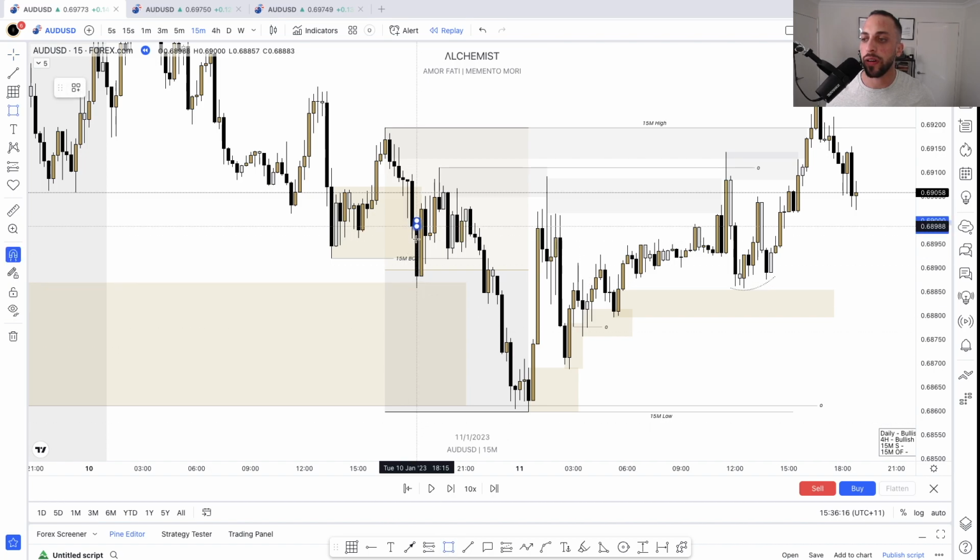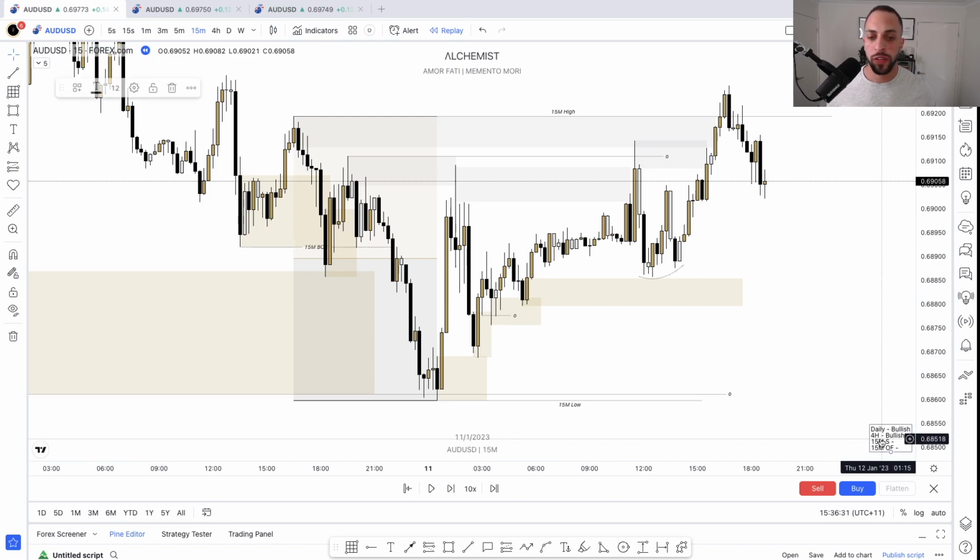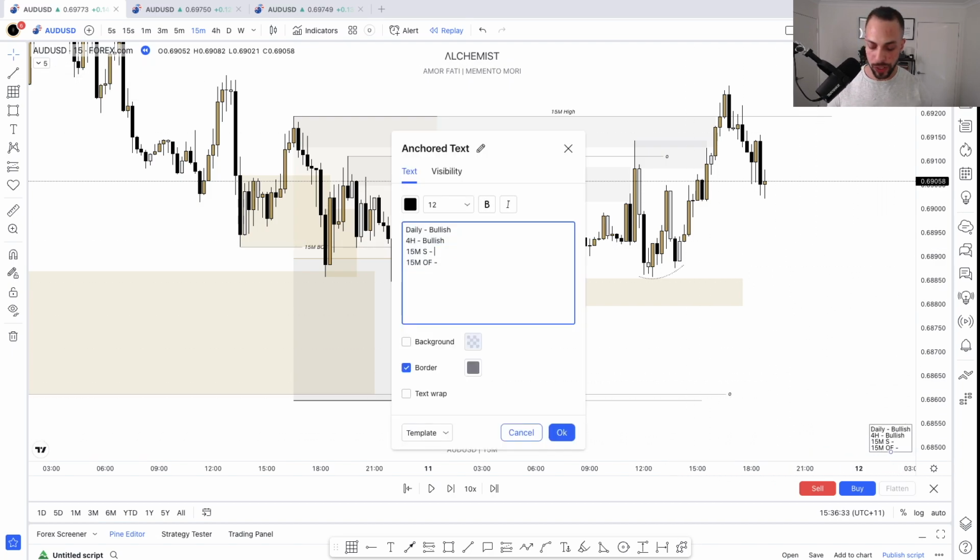So members of the community will be familiar with what an IZ is, what an interaction zone is. And then this is the extreme of that interaction zone, making it a supply zone with interaction. So this is all that we need to see here now on the 15-minute in terms of our structure. So we can come here and say that 15-minute structure is bearish.